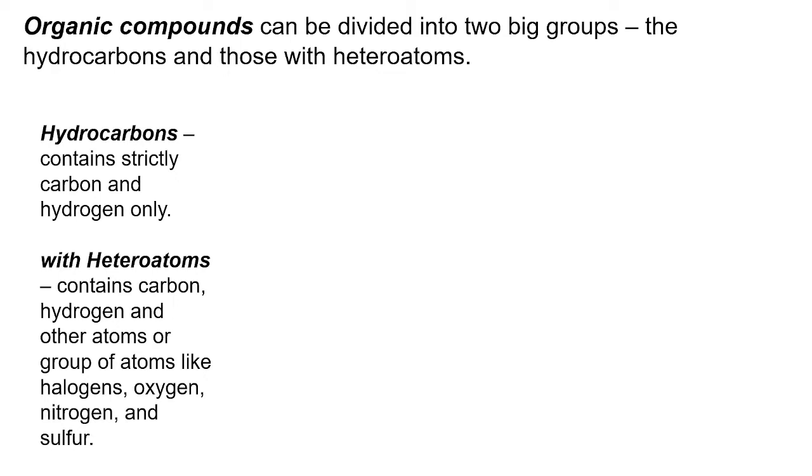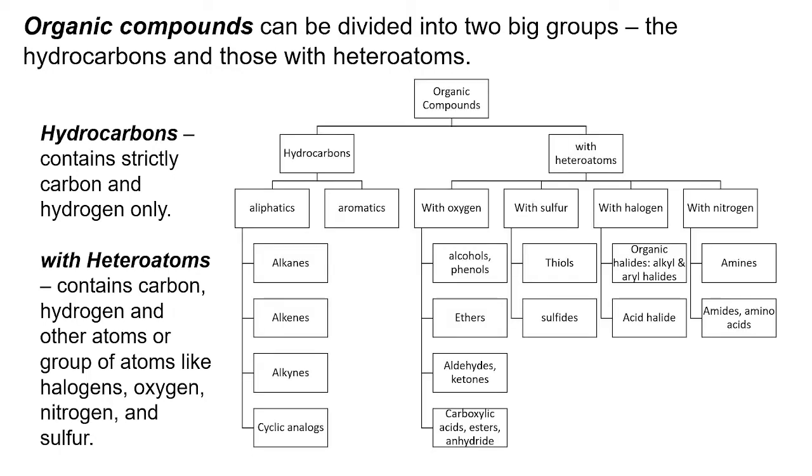And also, we have the heteroatoms. These are the group that contains carbon, hydrogen, and other atoms like halogens. By halogens, it can be chlorine, fluorine, bromine, iodine. And also we have here oxygen, nitrogen, and sulfur. So this is the chart for that.